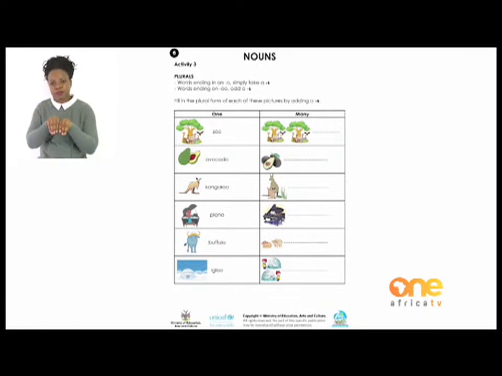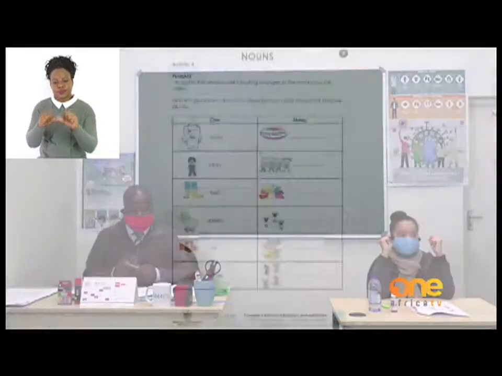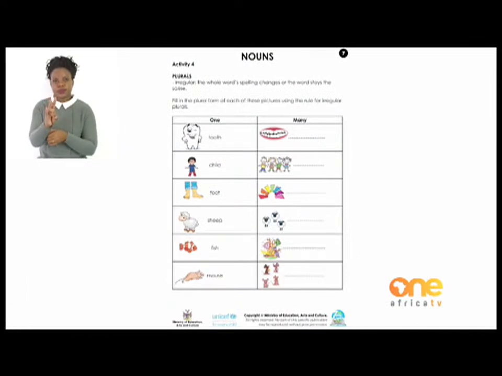Let's continue to page 7, activity 4. Irregular nouns. Remember, the rule says the word or the noun may remain the same or change completely. The whole word spelling changes or the word stays the same. So, fill in the plural form of each of these pictures using the rule for irregular plurals.